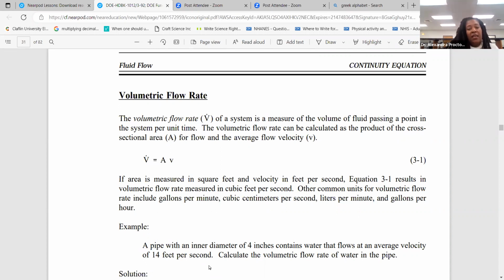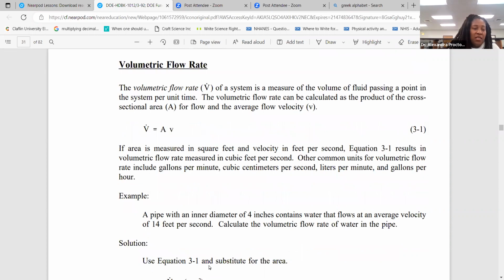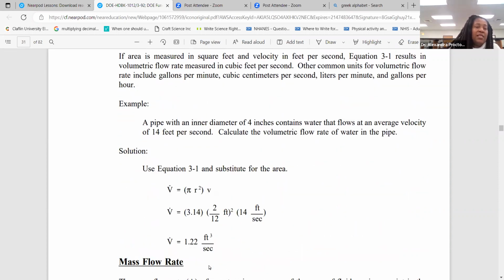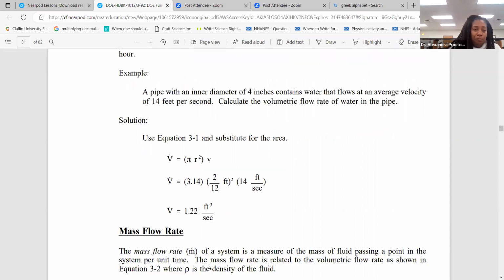Okay. Other common units for volumetric flow rate are gallons per minute, cubic centimeters per second, liters per minute, or gallons per hour. The example problem they give is that a pipe with an inner diameter of 4 inches contains water that flows at an average velocity of 14 feet per second. They ask you to calculate the volumetric flow rate of water in the pipe.